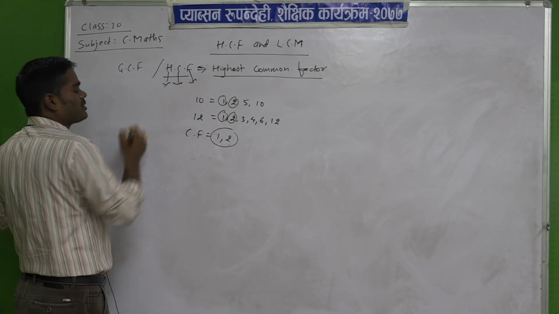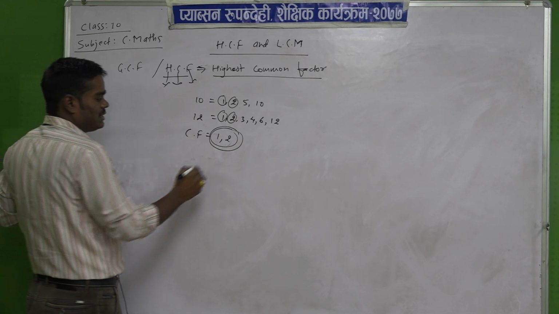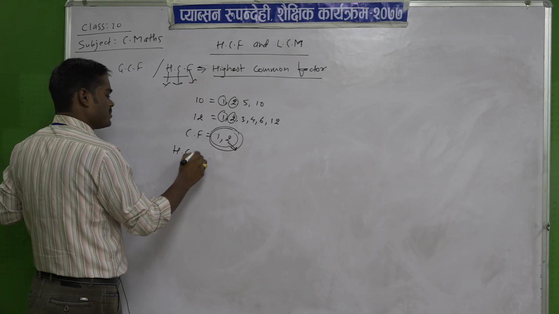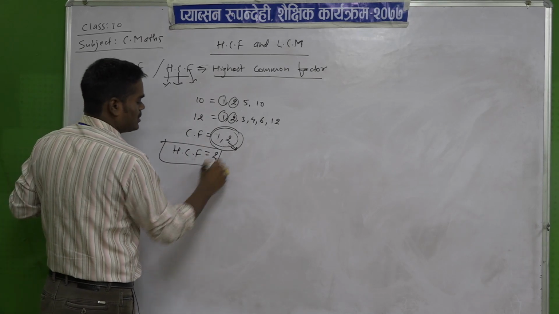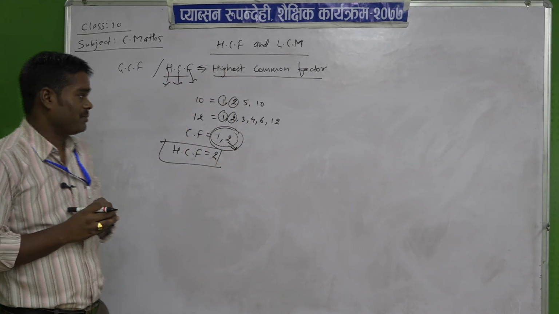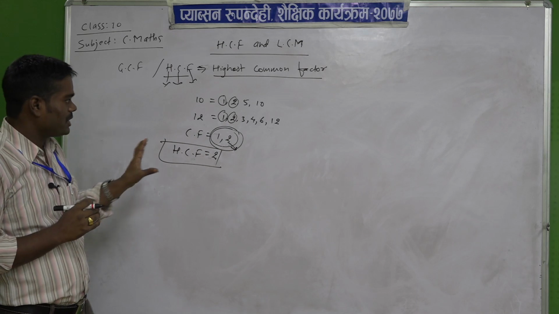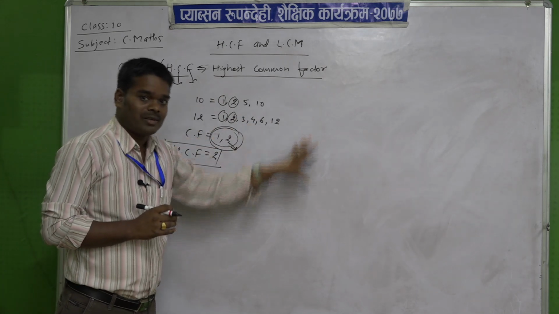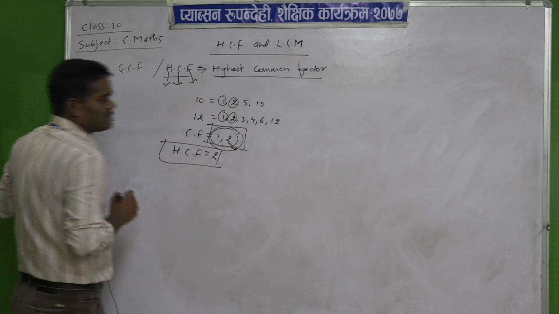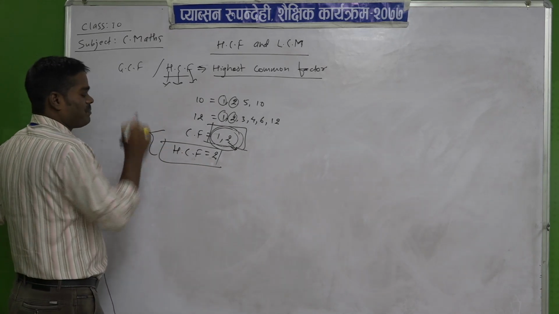So, then after we have to come here, H means highest. So, between these two factors, which one is the highest factor? 2. So, this 2 is the HCF. So, HCF equal to 2. Like this we have to understand the meaning of highest common factor. Firstly you have to find the factors of any two numbers, then after you have to find the common factors for both numbers, and in common factors the highest number is the HCF. This is the basic concept of the HCF.